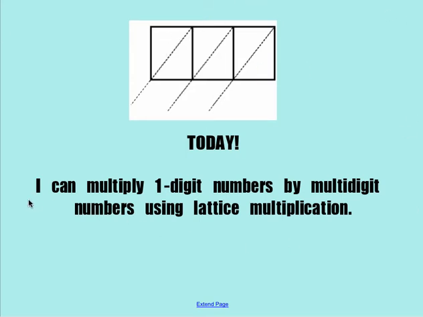Today your learning objective is I can multiply one-digit numbers by multi-digit numbers using lattice multiplication.